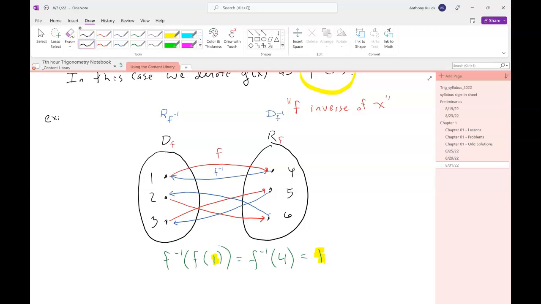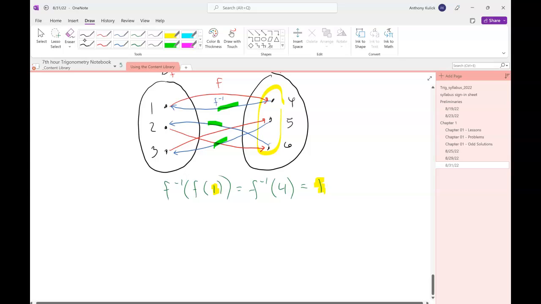Take a look at f inverse that we drew there in blue. Is that a function? Sure it is, right? If I look at the domain, all the elements go somewhere, and each of those only goes to one place, so that's a function. Everybody's cool? Let's look at a different example now.